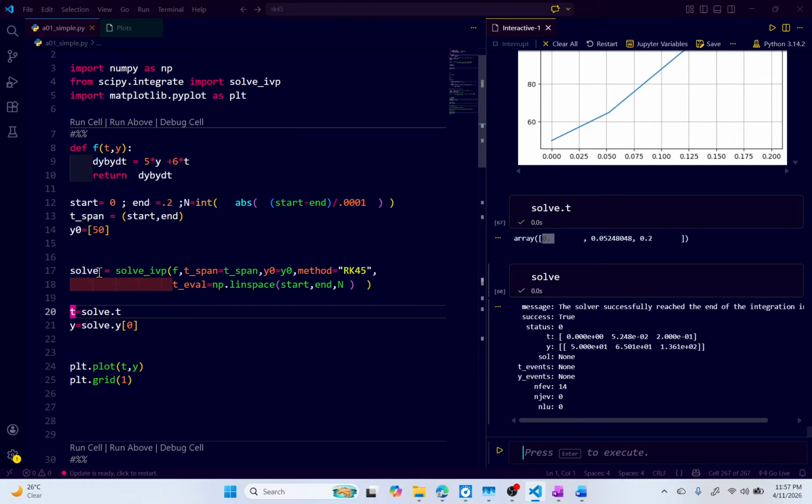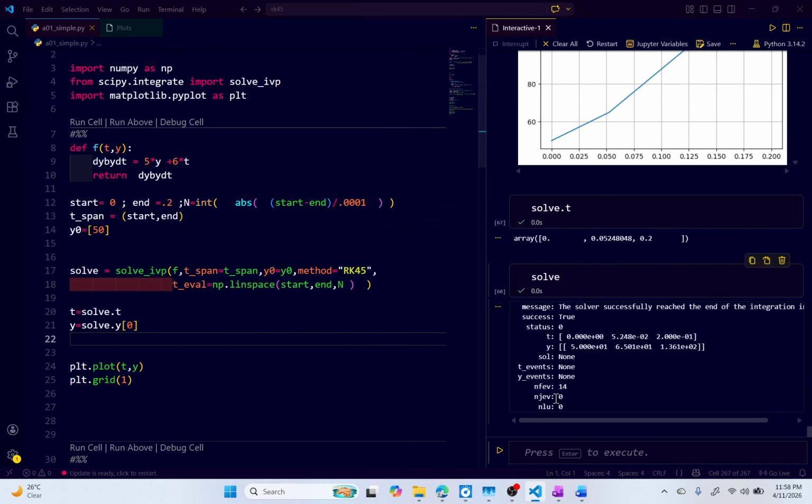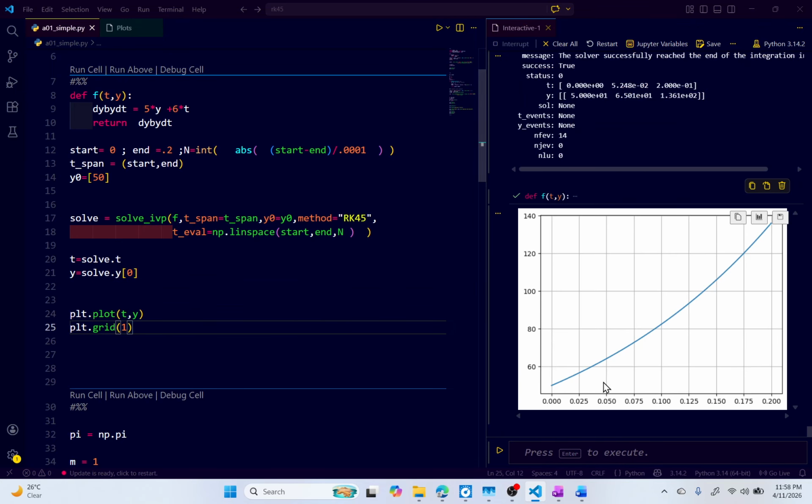Let's again see what is inside solve. You can see it has many other things. There is the number of function evaluations, which means how many times this function has been called. Then you have other things that are not needed this time. Now you take this time and the value of the output, and then plot, and let's see how the plot looks. So this plot looks simple.